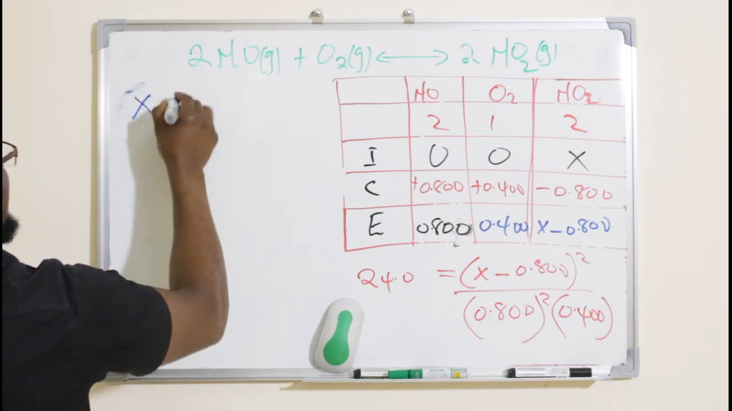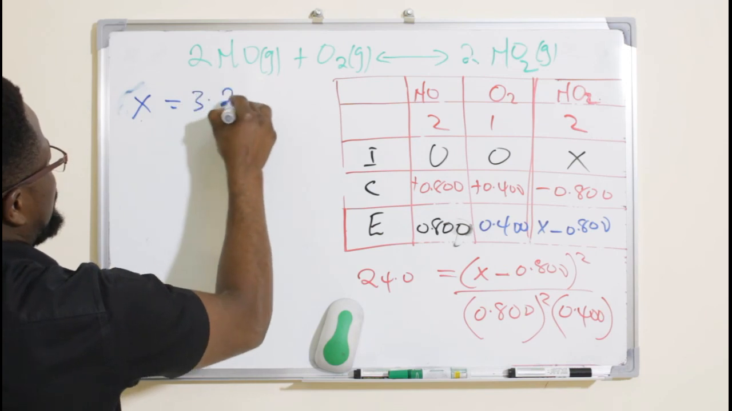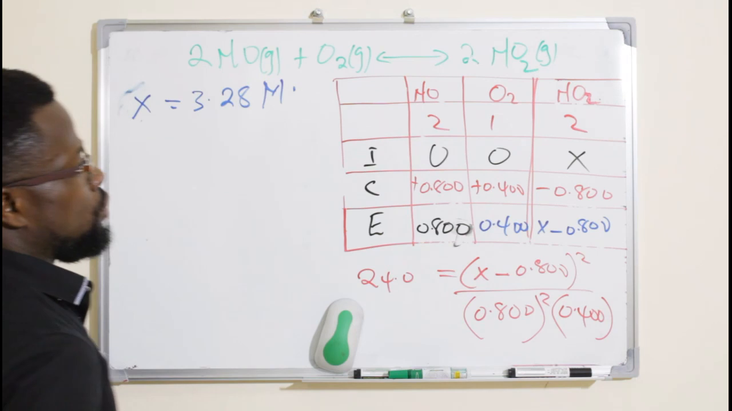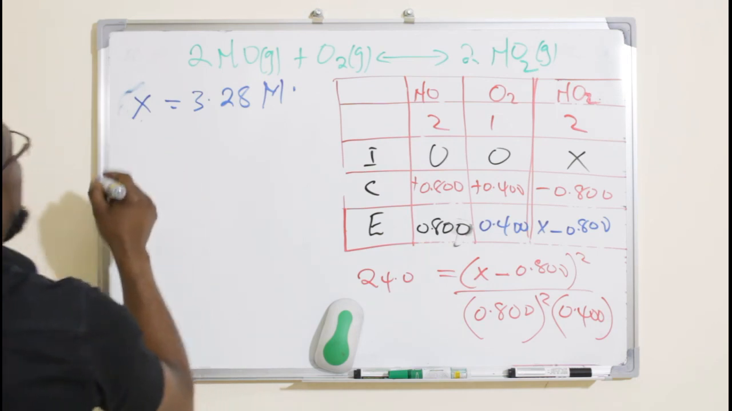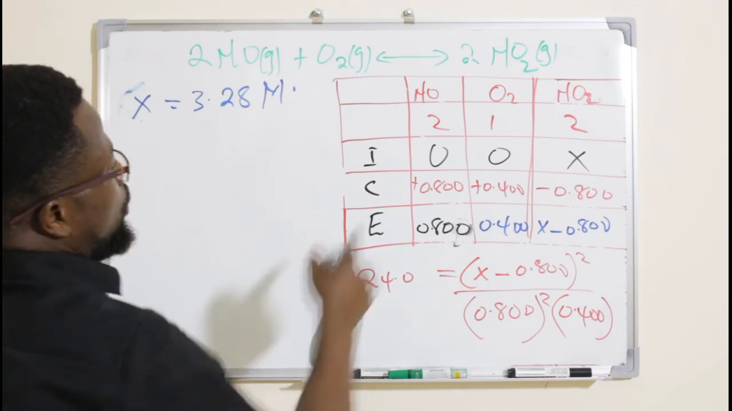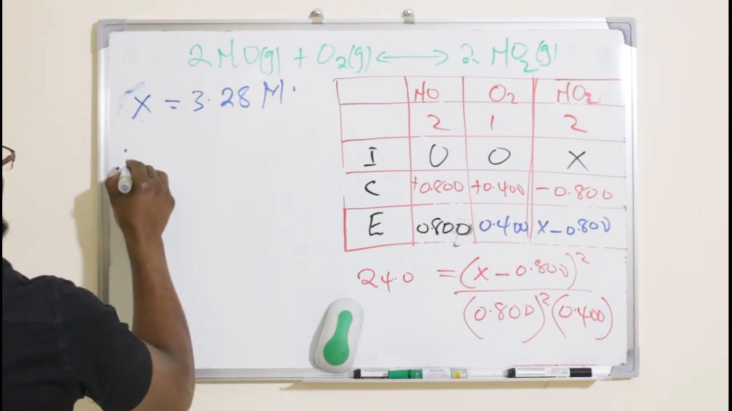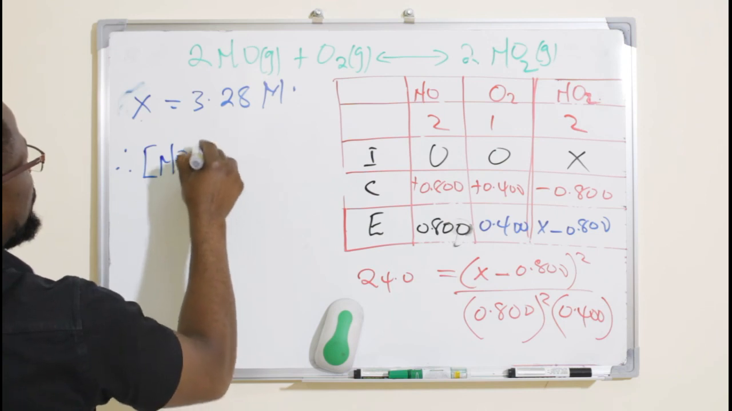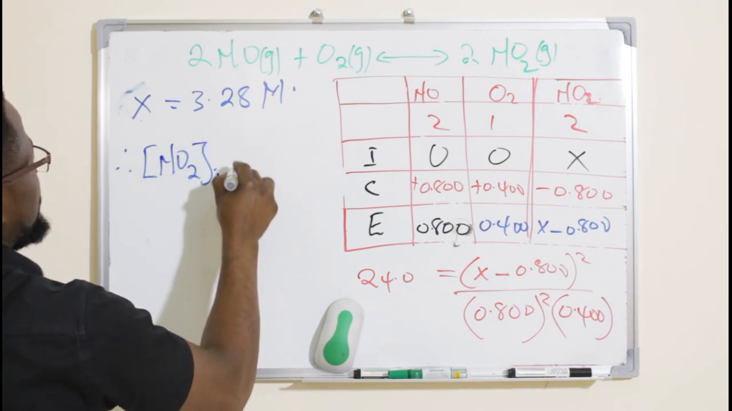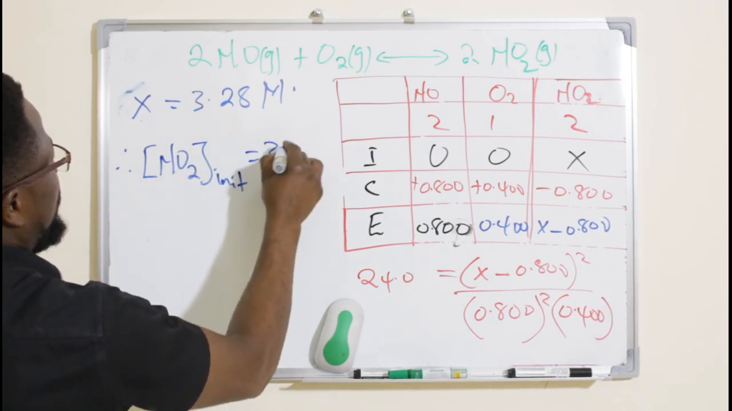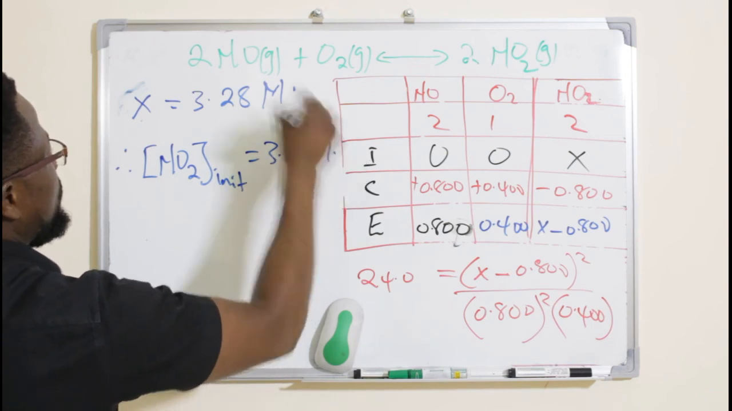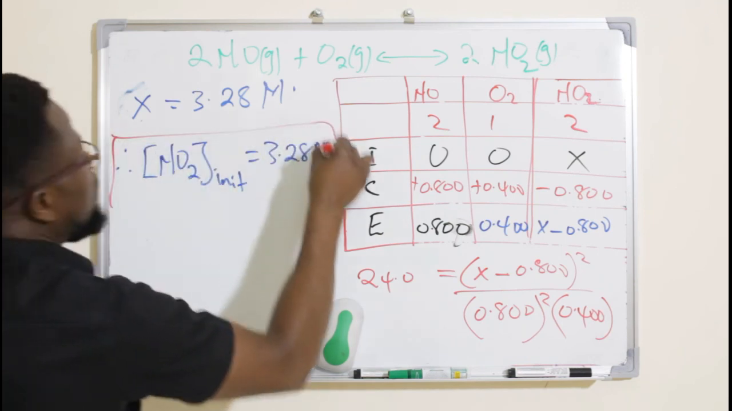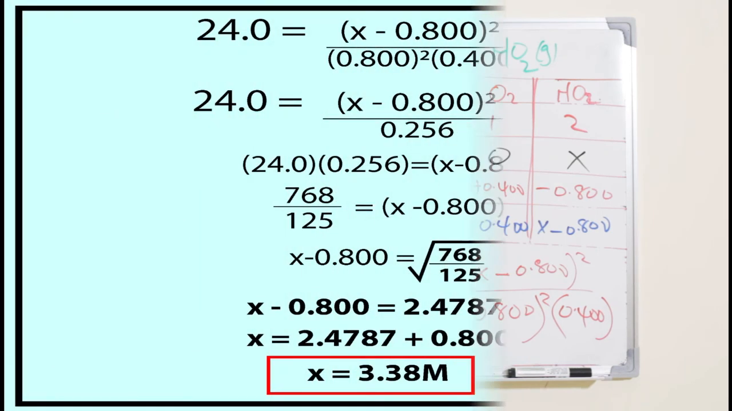If you solve this, you should be able to get that the value of X is going to be 3.28 molar concentration, which is the initial concentration. So we can simply say, therefore, that the initial concentration of NO2 is given as 3.28 molar concentration, and that is what we are looking for.